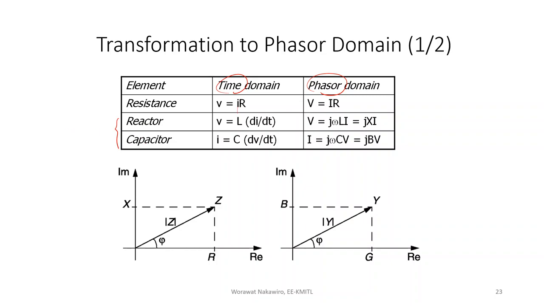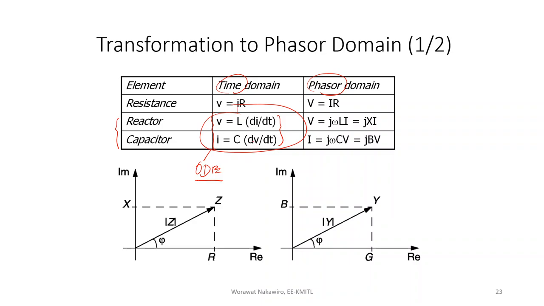These elements are called energy storage elements. The energy storage in terms of the magnetic field is represented by the reactor, whereas the electric field is represented by the capacitor. The properties of reactors and capacitors in the time domain are expressed in terms of time derivative functions. If you put these into your circuit, that would create a differential equation. Normally, we deal with ordinary differential equations. You learned it already, right?